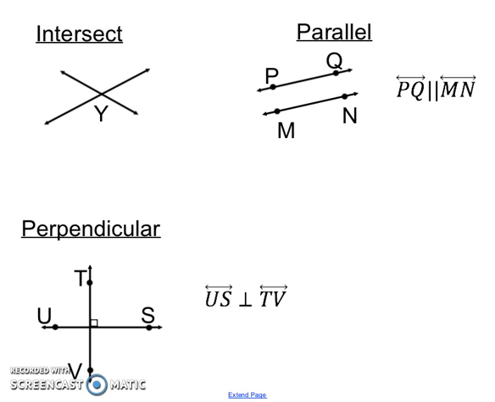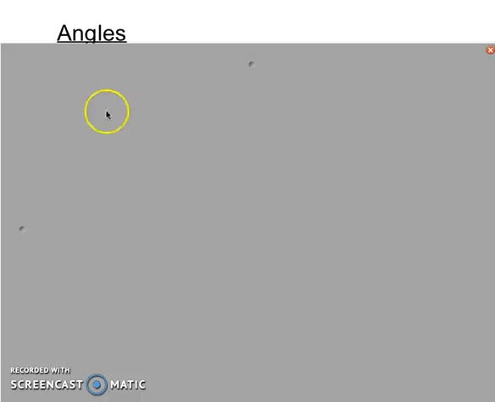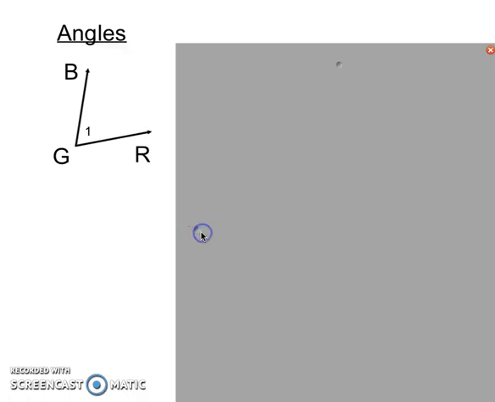The last bit of vocab, angles. So angles are when you've got two rays that come out of one point here. And so this point is called your vertex. So here G is my vertex, and so I do want you to know the term vertex. So G is my vertex of that angle.